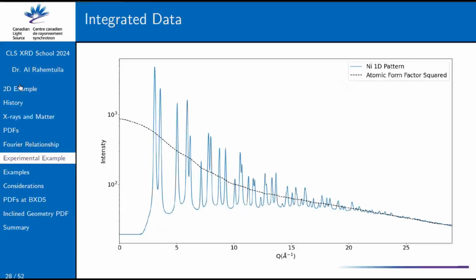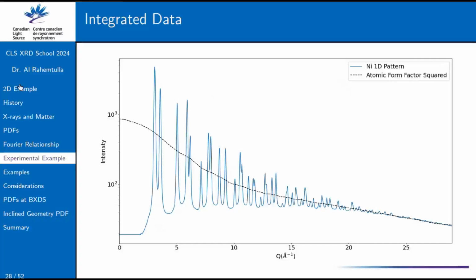So the first thing we're going to do is integrate it out. And I have this here in log scale because it's usually the best way to see how your pattern actually scales with the atomic form factor. So we have all these little peaks, and we can see our peaks go down pretty far, and then probably after 20, it looks like things die down a fair bit.